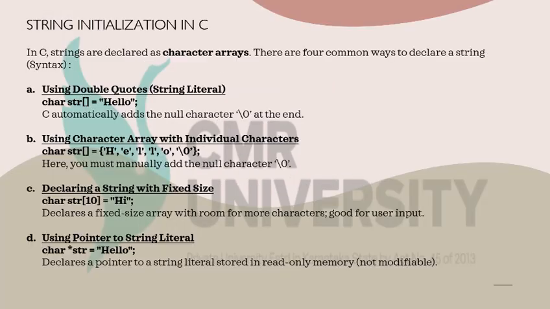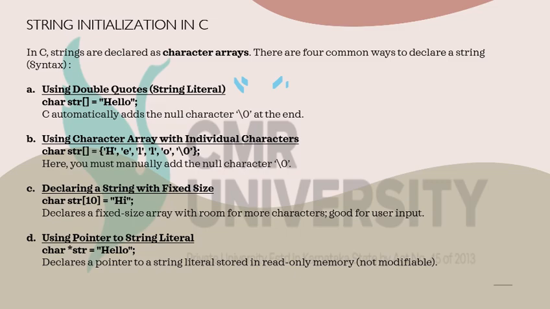String initialization in C. In C, strings are declared as character arrays. There are four common ways to declare a string, which is the syntax for all four. First one, using double quotes: string literal, char string[] equals "hello". C automatically adds the null character \0 at the end.